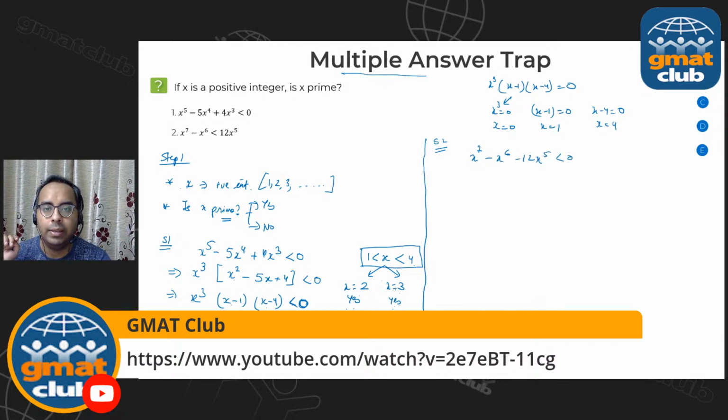So we write x to the power 7 minus x to the power 6 minus 12x to the power 5, and once again take x to the power 5 common. So x square minus x minus 12 is less than 0, and this gives us x to the power 5.